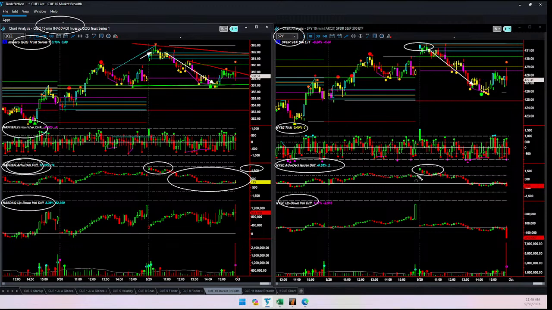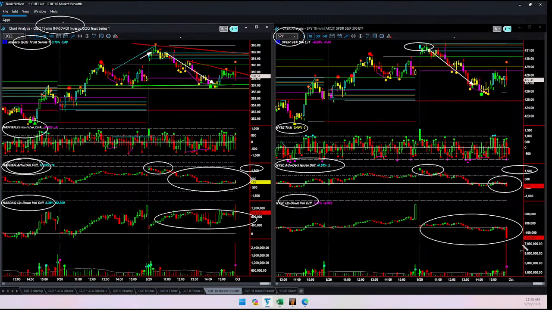NYSE advanced decline above 1500 open, sold off, closed negative. Interestingly, Nasdaq up down volume did not come down, though NYSE up down volume came down and turned negative. So there is some ambiguity in the Nasdaq breadth chart, NYSE breadth chart. If the up down volume was also bearish, then we would know that it was clearly bearish, but it was not so bearish. Yes, it sold off, but the up down volume did not come down.